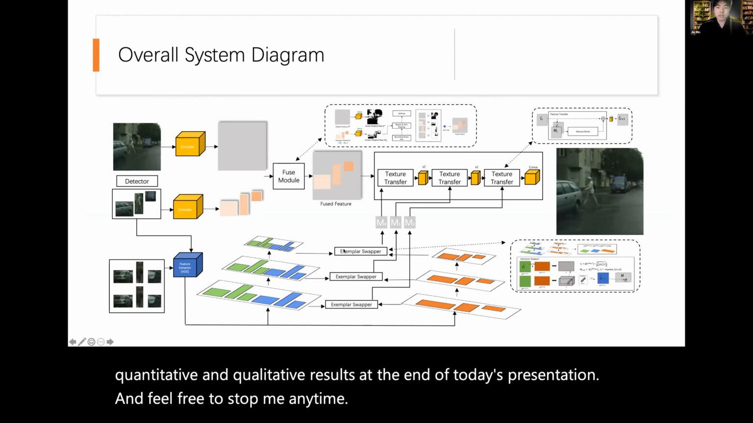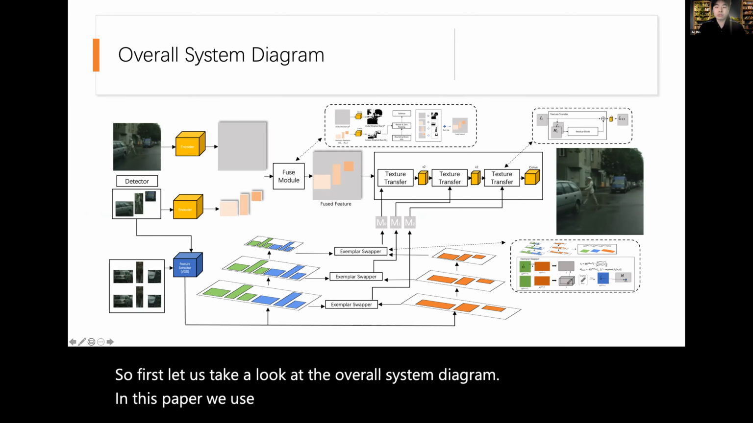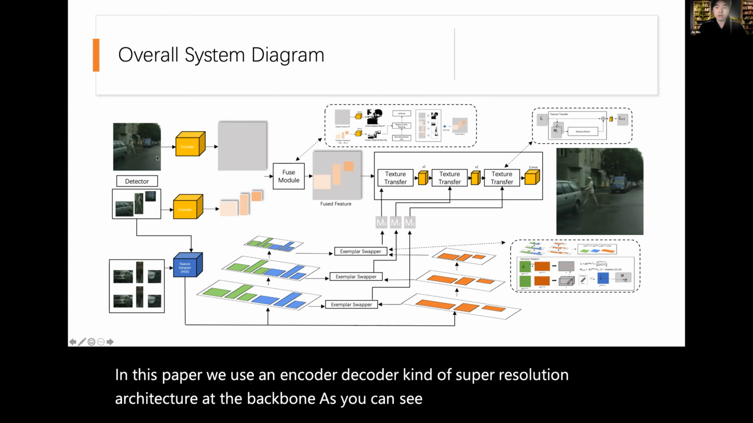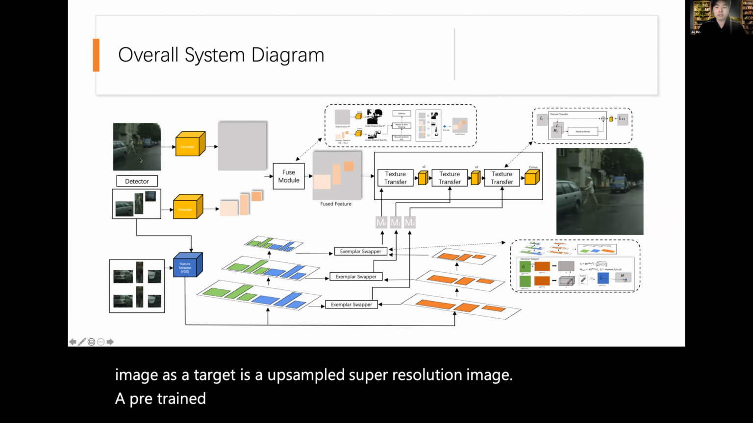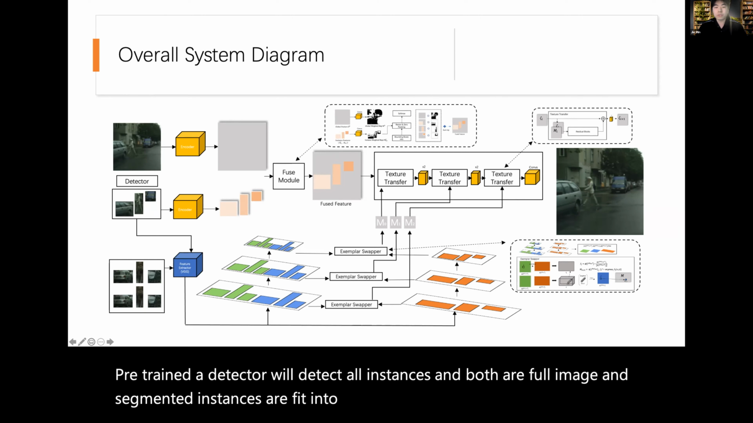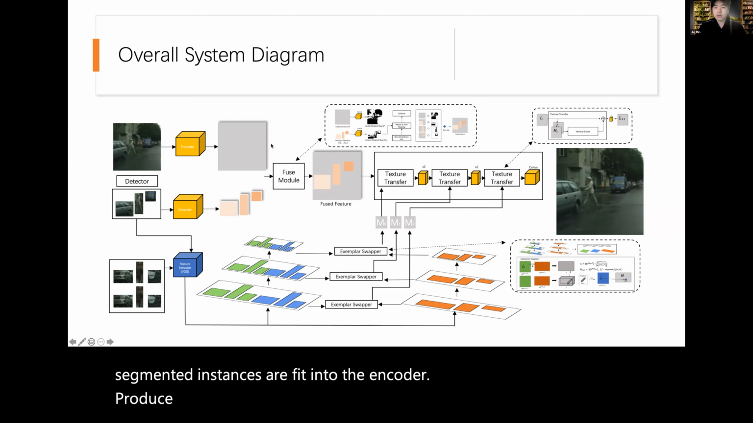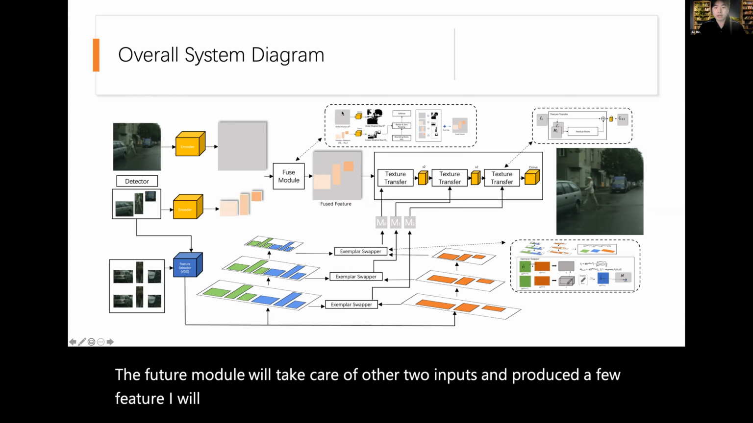First, let us take a look at the overall system diagram. In this paper, we use an encoder-decoder kind of super resolution architecture as the backbone. The input is a low resolution image. The target is an upsampled super resolution image. A pre-trained detector will detect all instances, and both the full image and segmented instances are fed into the encoder to produce intermediate neural results. The fusion module will take care of the two inputs and produce a fused feature. I will explain the fusion module in the next slides.